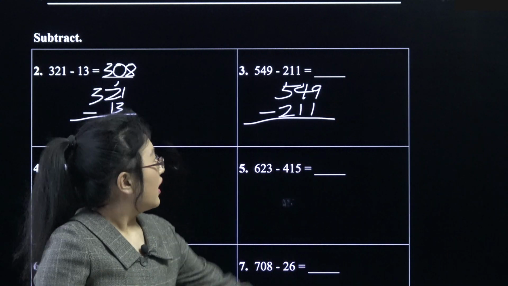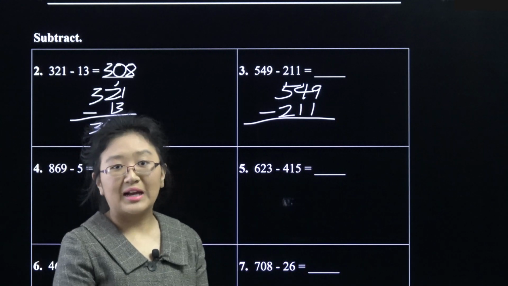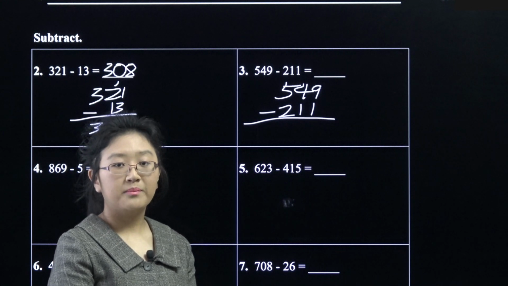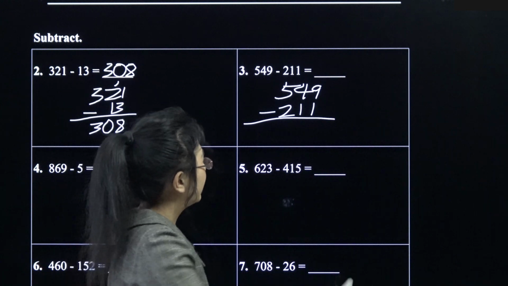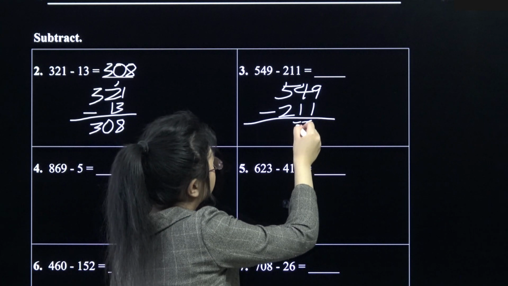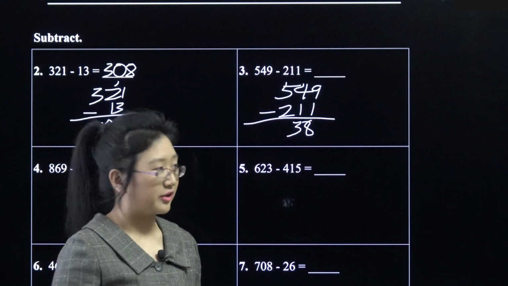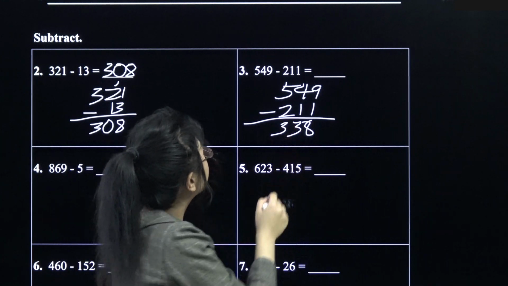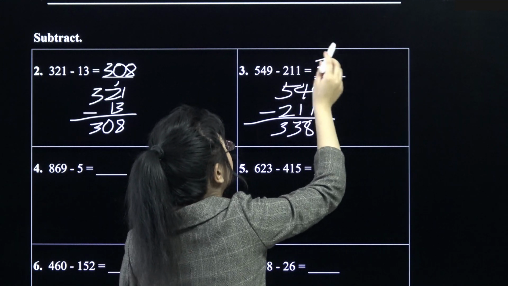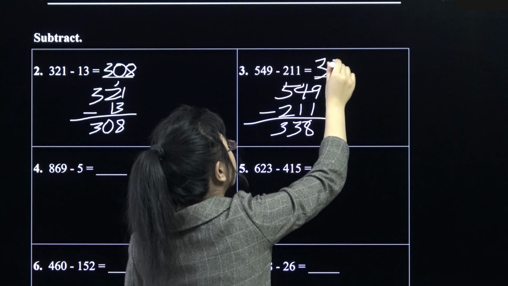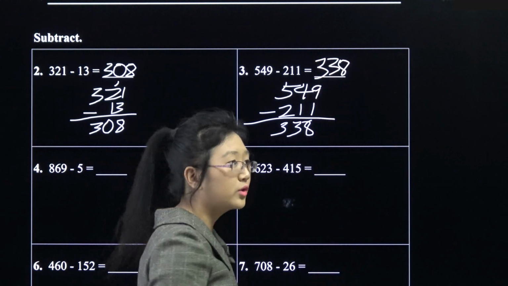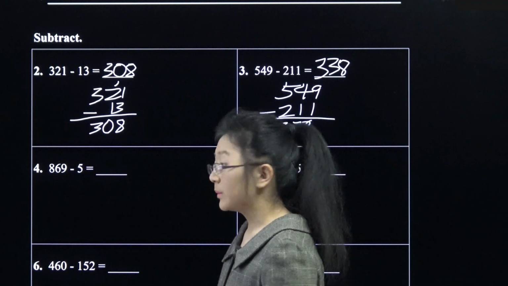Okay. 9 minus 1. Does that work? Yes. So do we need to regroup? No. 9 minus 1 equals 8. 4 minus 1 equals 3. 5 minus 2 equals 3 again. Which means that 549 minus 211 is equal to 338. Woo! We move on.